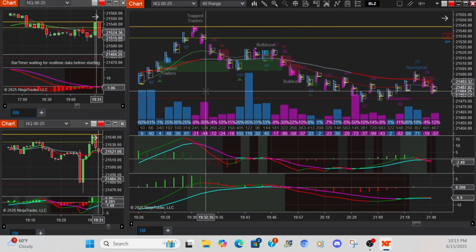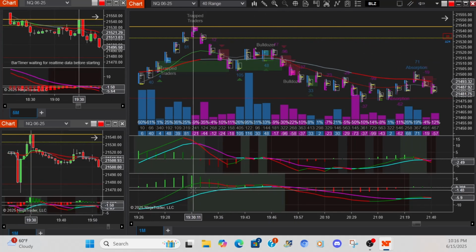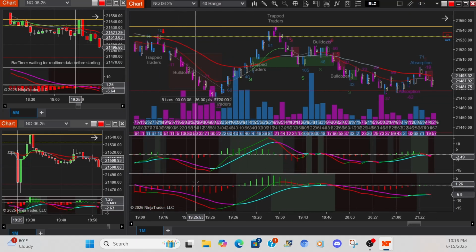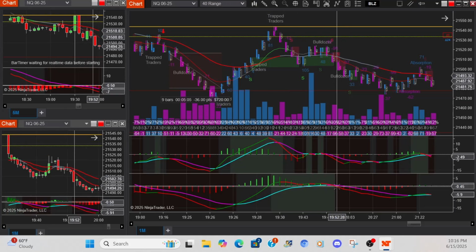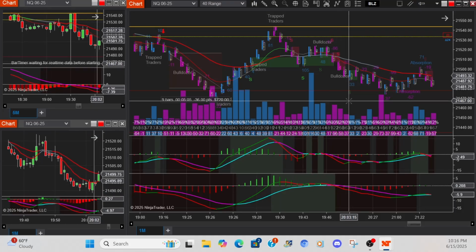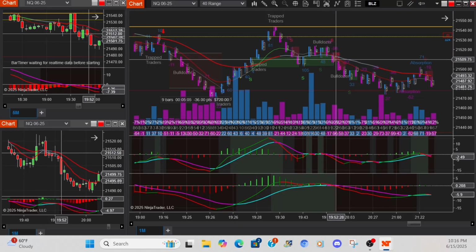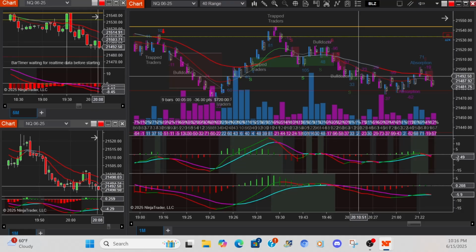Okay. Like right here, this is a pullback of the major, with the standard being here. We crossed up here. We're pulling back, waiting for it to come back down. We're still below on the 5, so we're still just looking for shorts. This is crossing back down on the standard. This crossed here, right, for the pullback. Here, you could have gotten in.